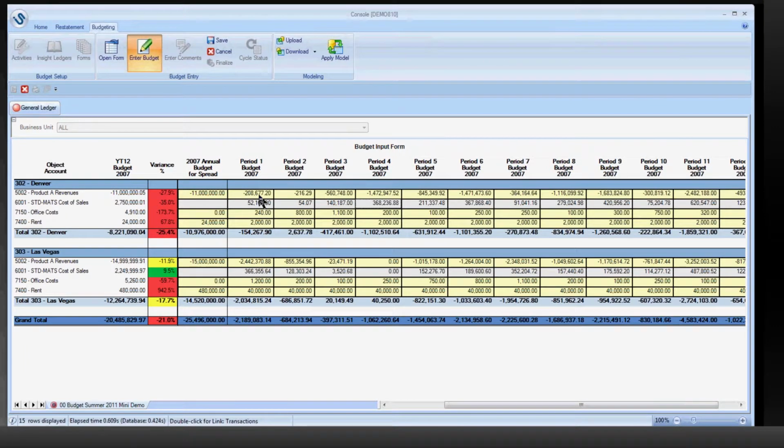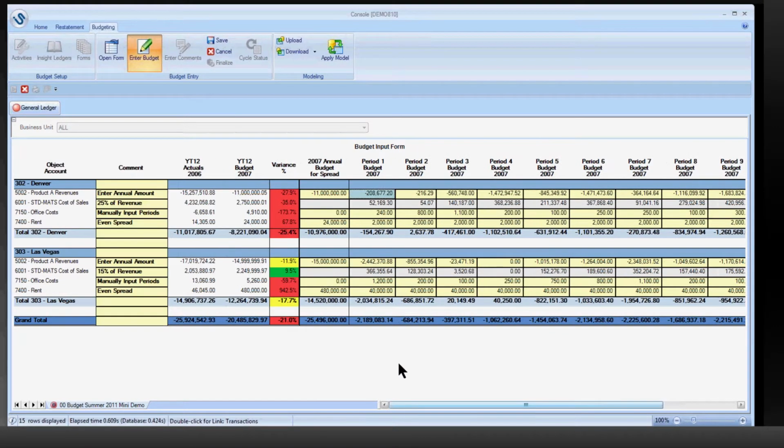Now you can see that these cells have come active. And not only am I as a budget contributor able to begin entering numbers, but this variance column is live and dynamic, so that as I enter my budget numbers, I can immediately see the impact on any variance from my live JD Edwards actuals from last year relative to the budget I'm entering this year.